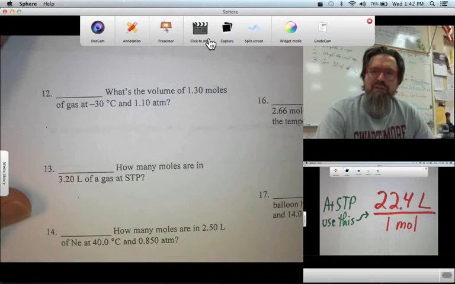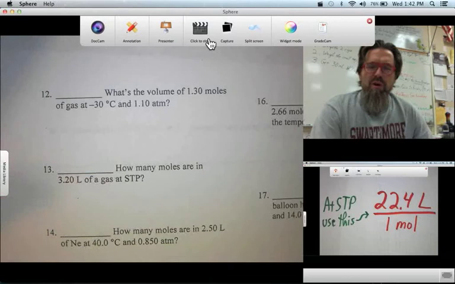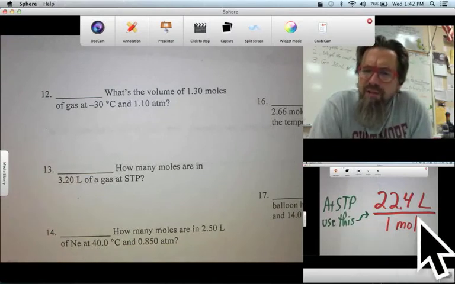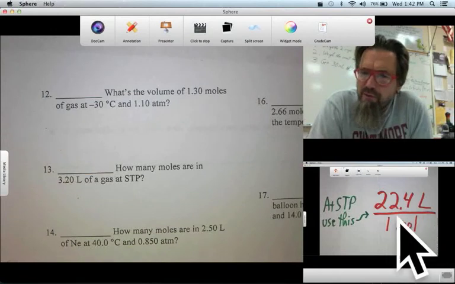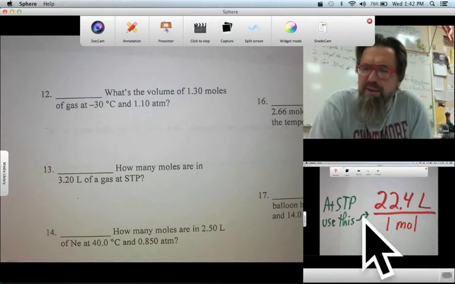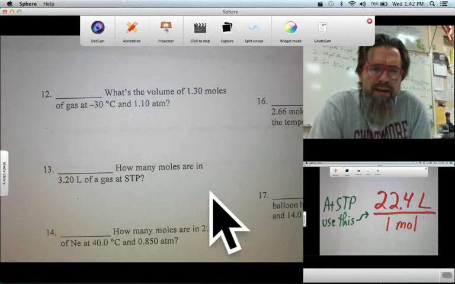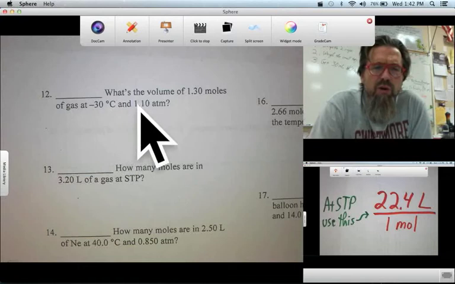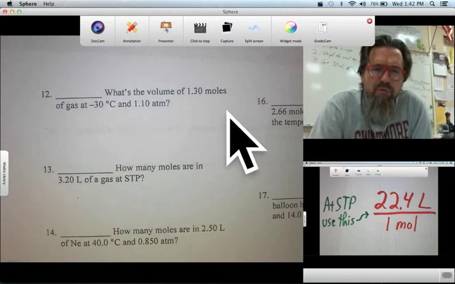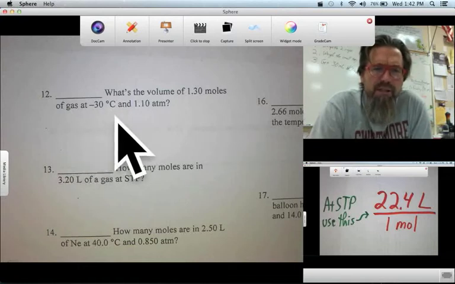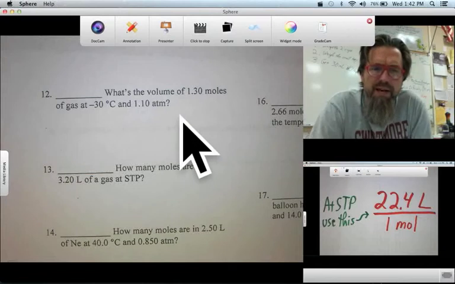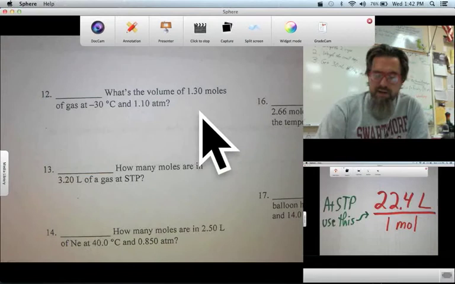Today we're going to use this ratio, 22.4 liters per mole, whenever possible, whenever we're at STP. And we'll solve a couple of problems on our worksheet. Question 12. What's the volume of 1.30 moles of gas at minus 30 degrees C and 1.10 atm? Well, we're clearly not at STP there.